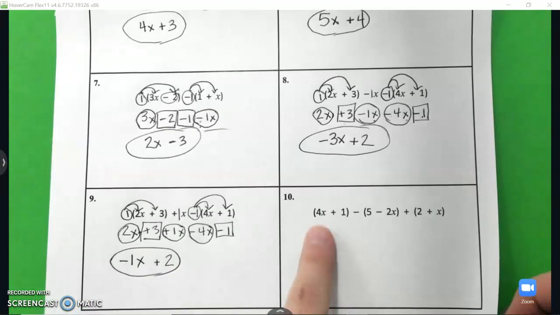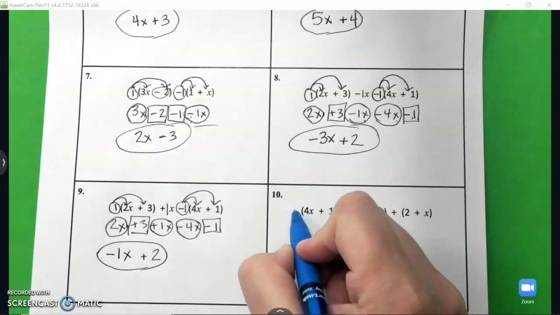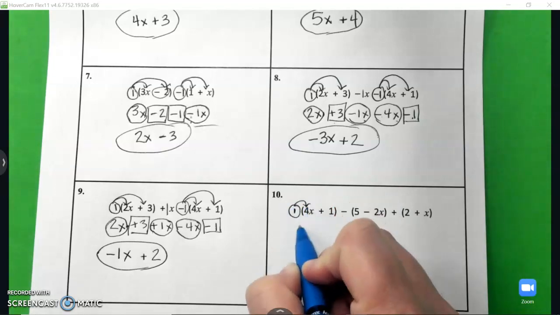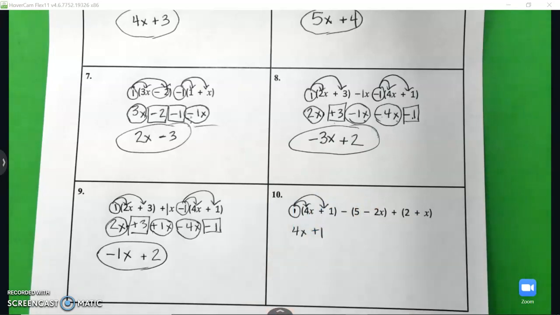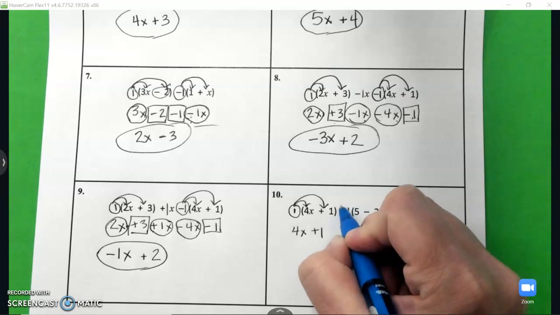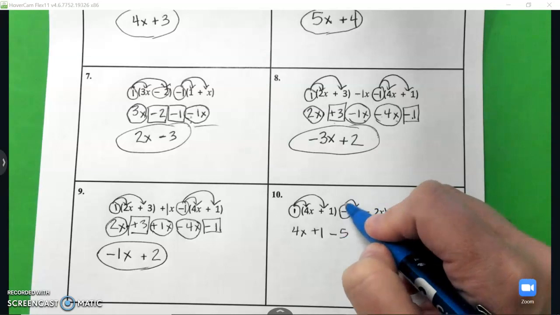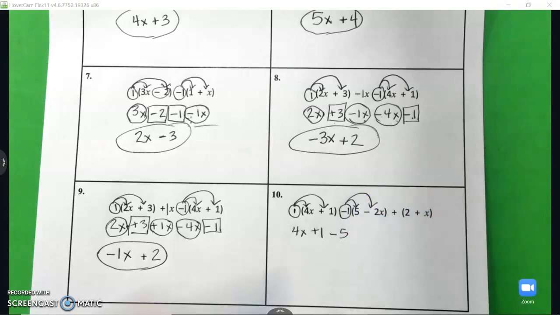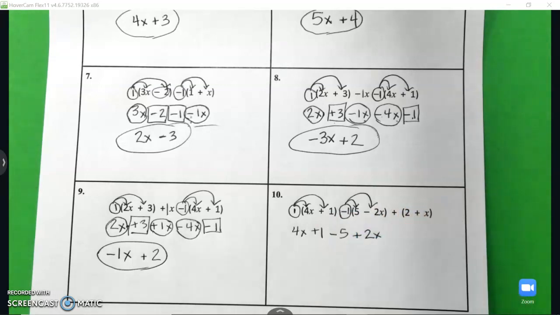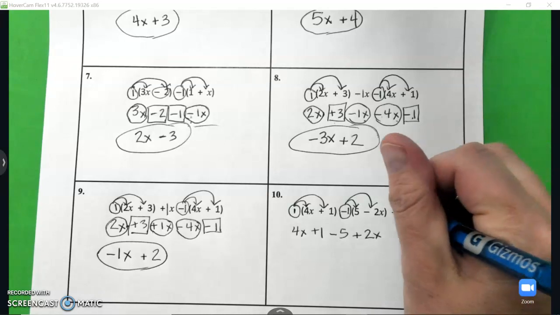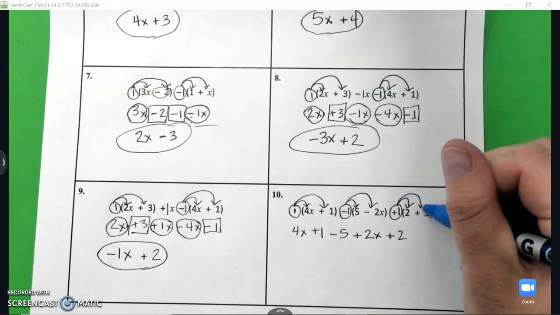All right, this last one here is kind of crazy. We've got 1, 2, 3 sets of parentheses here. So starting with the first one, put a 1 in front. 1 times 4x is going to be 4x. 1 times 1 would be 1. And then here we've got a negative 1 times 5 would be negative 5. And a negative 1 times negative 2x, a negative times a negative is going to be a positive. And then for the third set, we've got plus 1 or positive 1 times 2 and positive 1 times x.